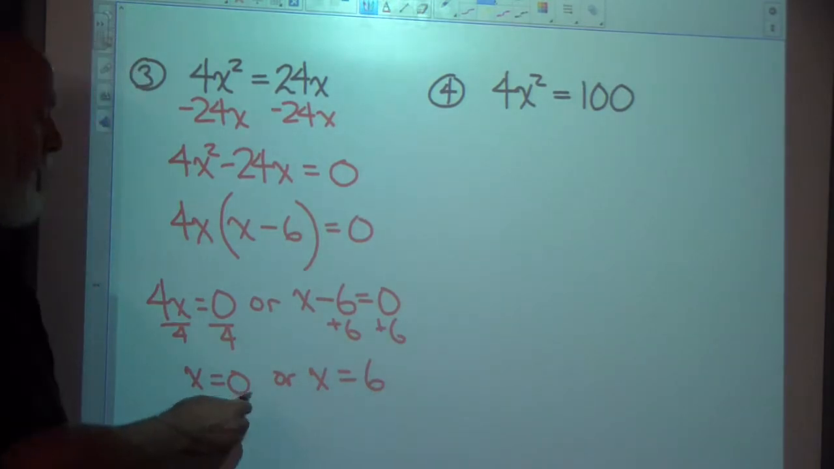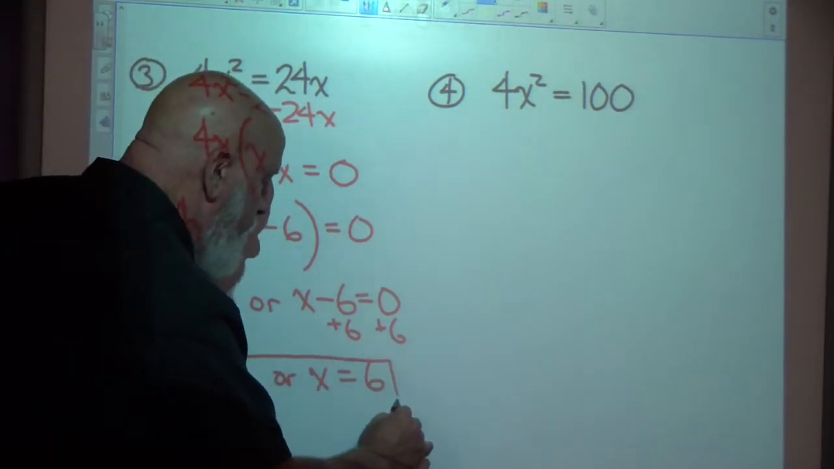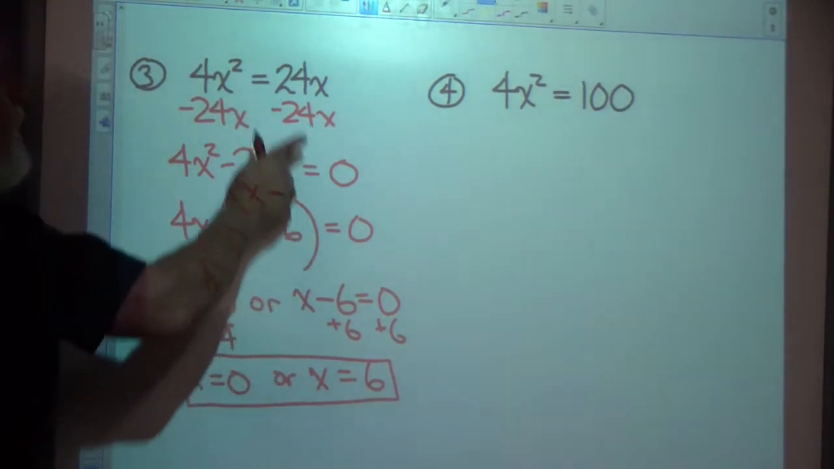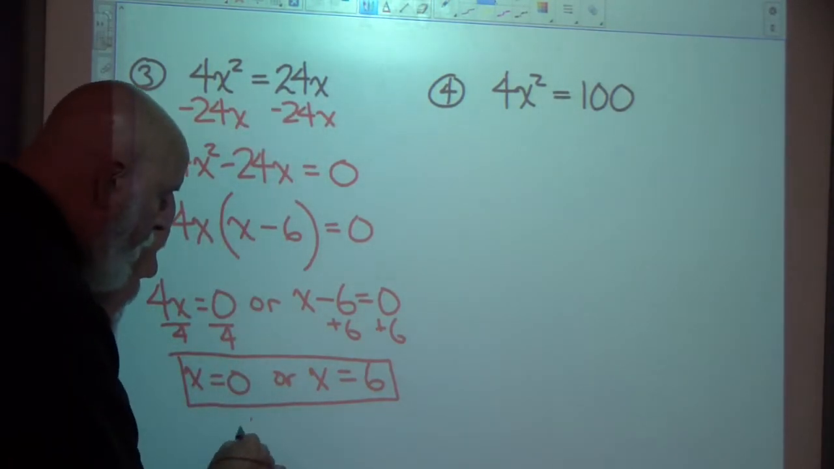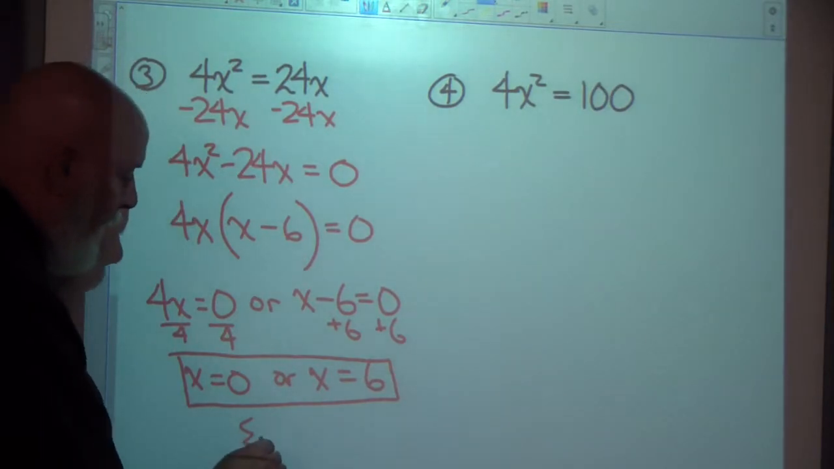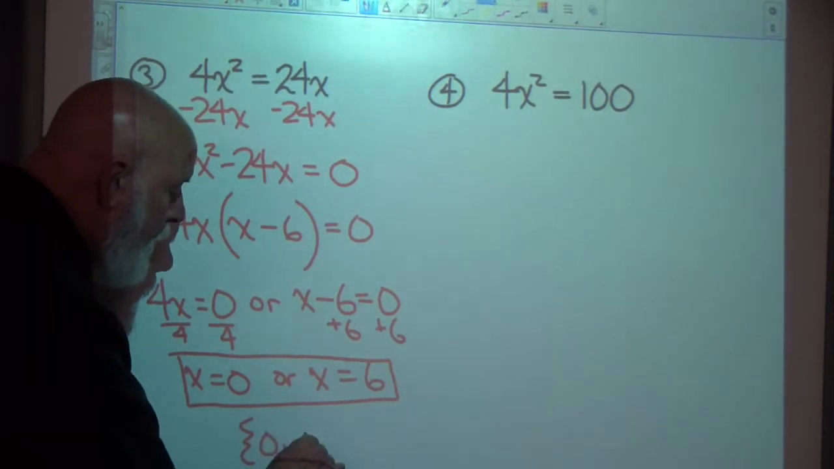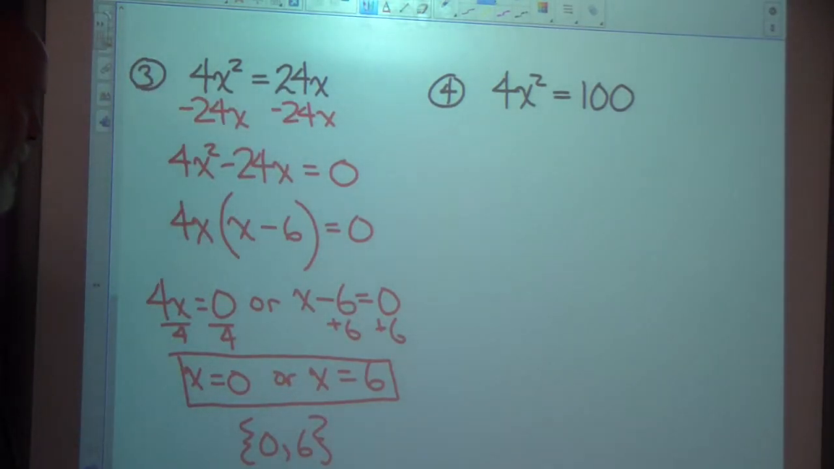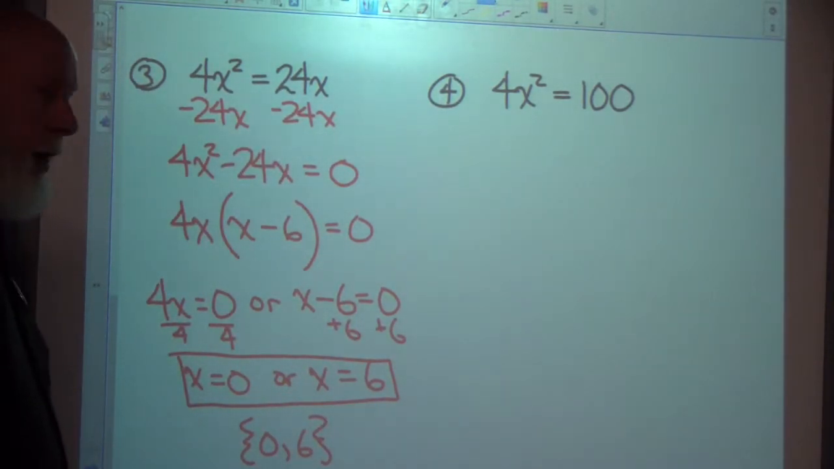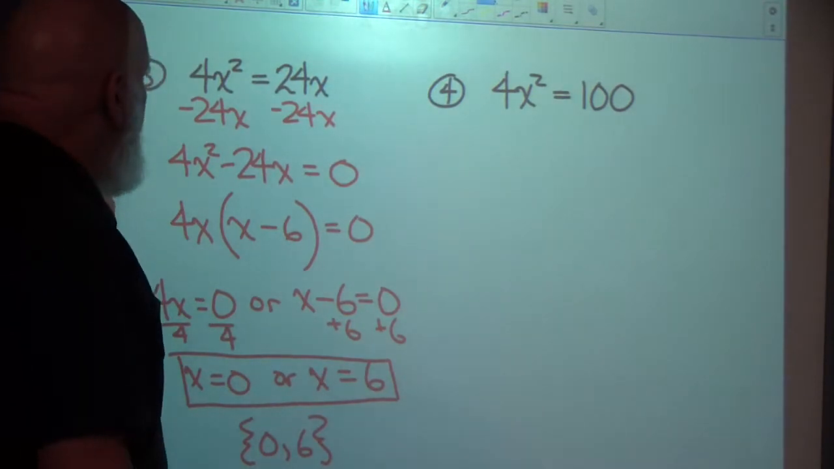And unless I've made a mistake, these are the two values such that if I plug them into the original equation, it becomes true. They could be written like this, and they often are. The set whose members are 0 and 6 are the values that will make this original quadratic equation true. I hope I didn't make any mistakes.